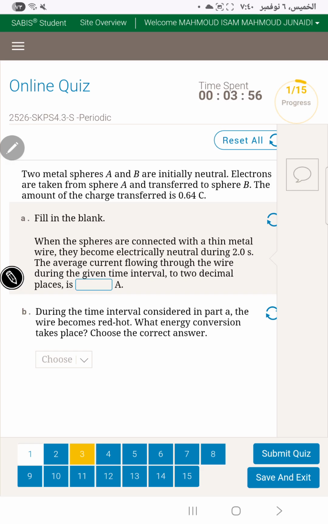Question number 3. Two metal spheres A and B are initially neutral. Electrons are taken from sphere A and transferred to sphere B. The amount of charge transferred is 0.64. Fill in the blank. When the spheres are connected with a thin metal wire, they become electrically neutral during 2 seconds. The average current flowing through the wire during the given time interval, to 2 decimal places, is.